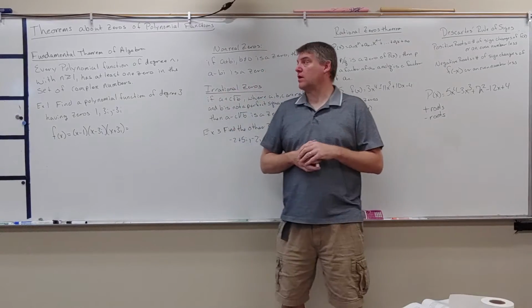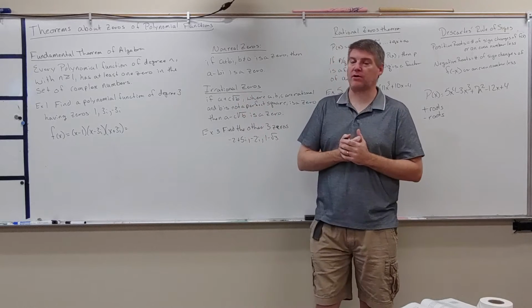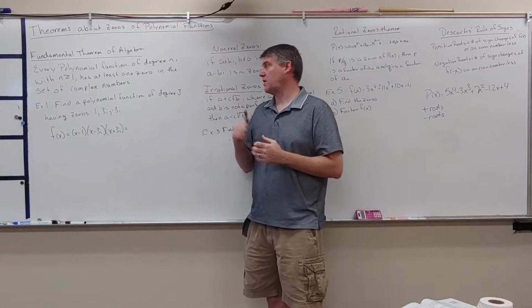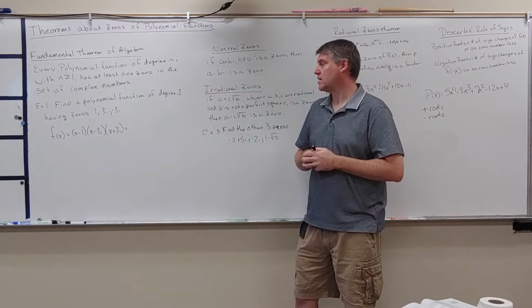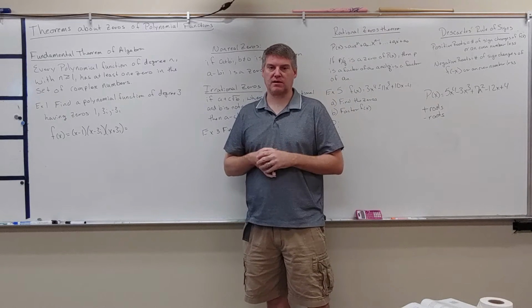We're going to talk about theorems about zeros of polynomial functions. So the first one is the fundamental theorem of algebra. Every polynomial function of degree n, with n greater than or equal to 1, has at least one zero in the set of complex numbers.